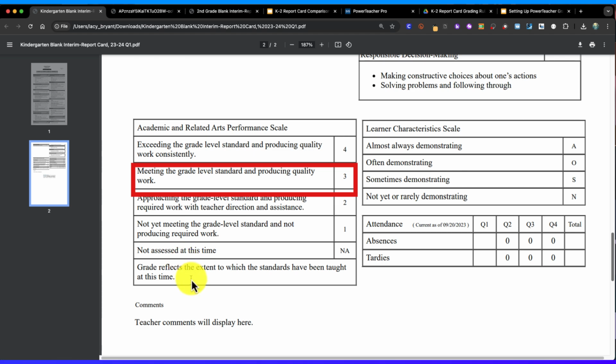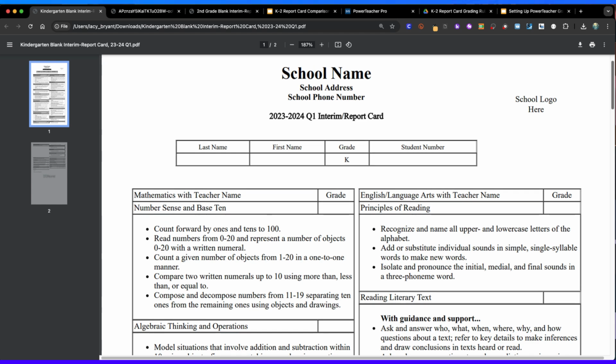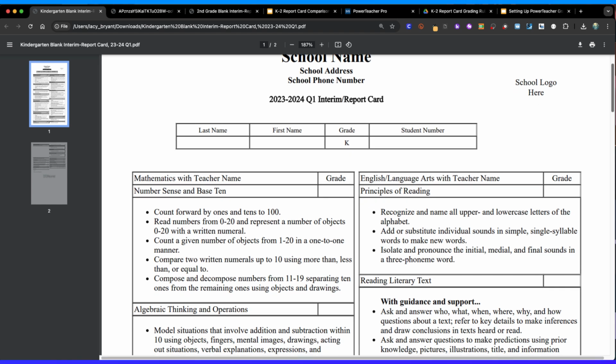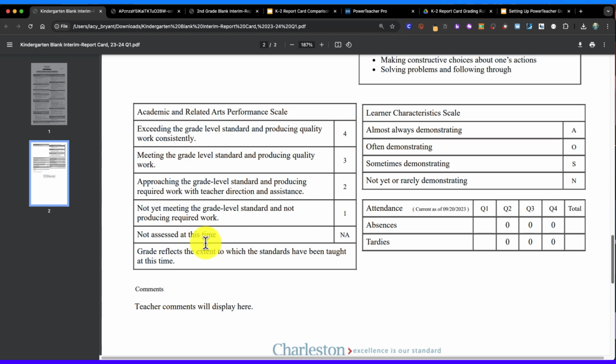As this scale says at the bottom, grades reflect the extent to which the standards have been taught at this time. To show you again, the standards on these report cards do not change by quarter or by progress report. They are the same throughout the entire year. So the Academic and Related Arts Performance Scale measures students based on the extent to which that standard has been taught during that quarter or progress report.